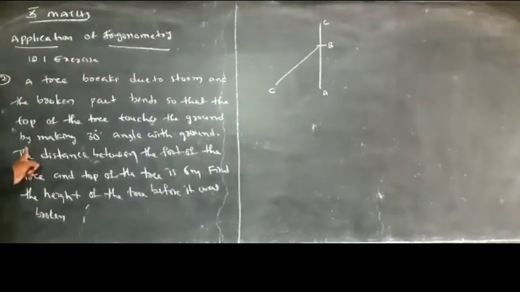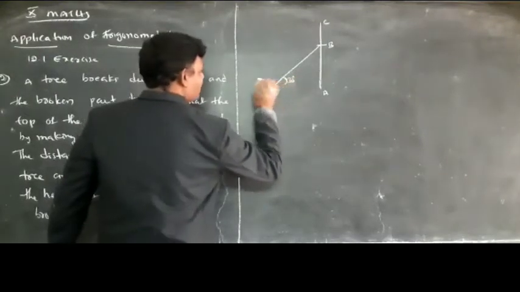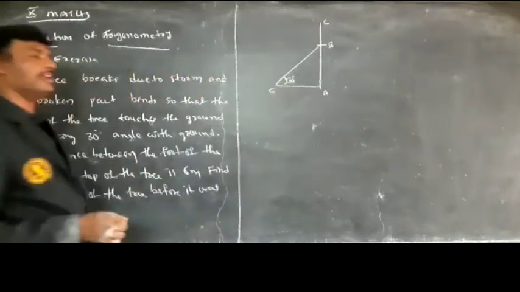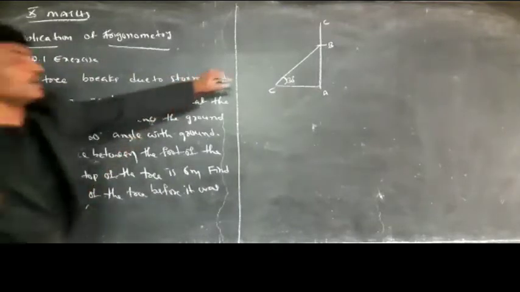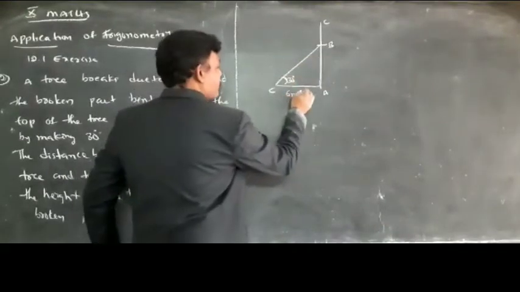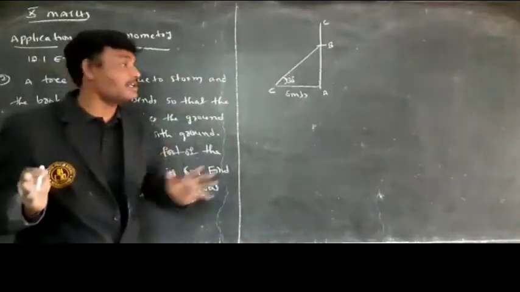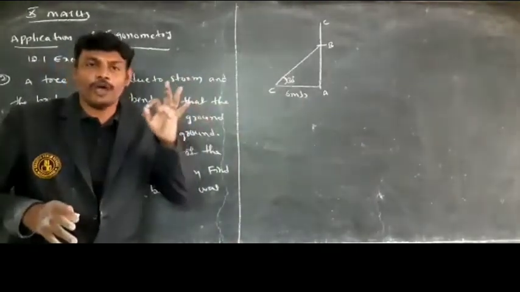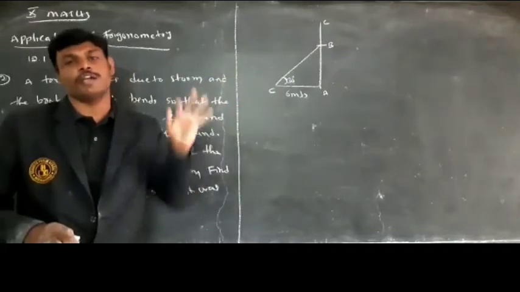By making a 30 degrees angle of elevation, the top of the tree is making 30 degrees of angle of elevation. The distance between the top of the tree and the foot of the tree is 6 meters. Now you have to find what is the height of the tree before it was broken.